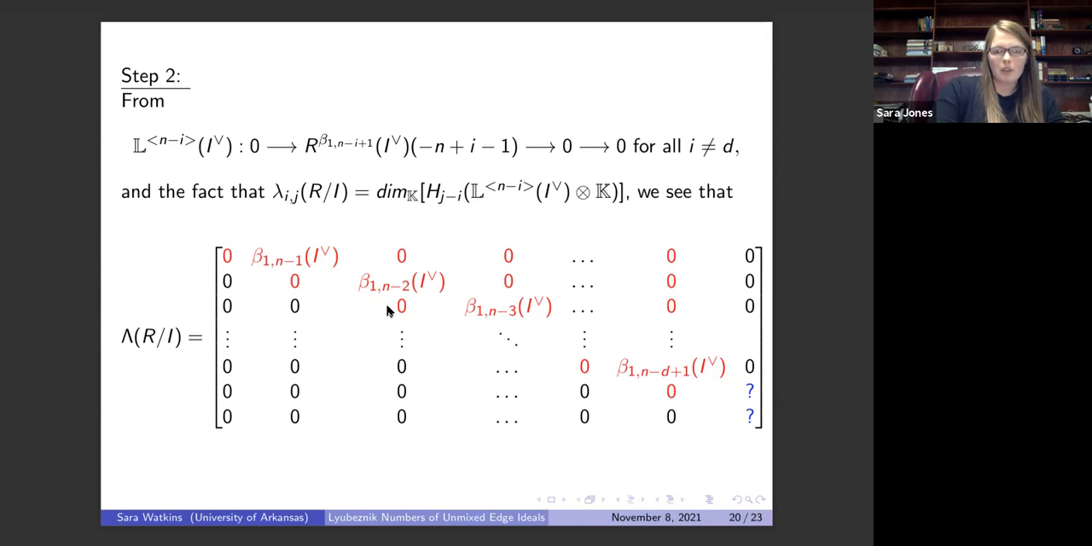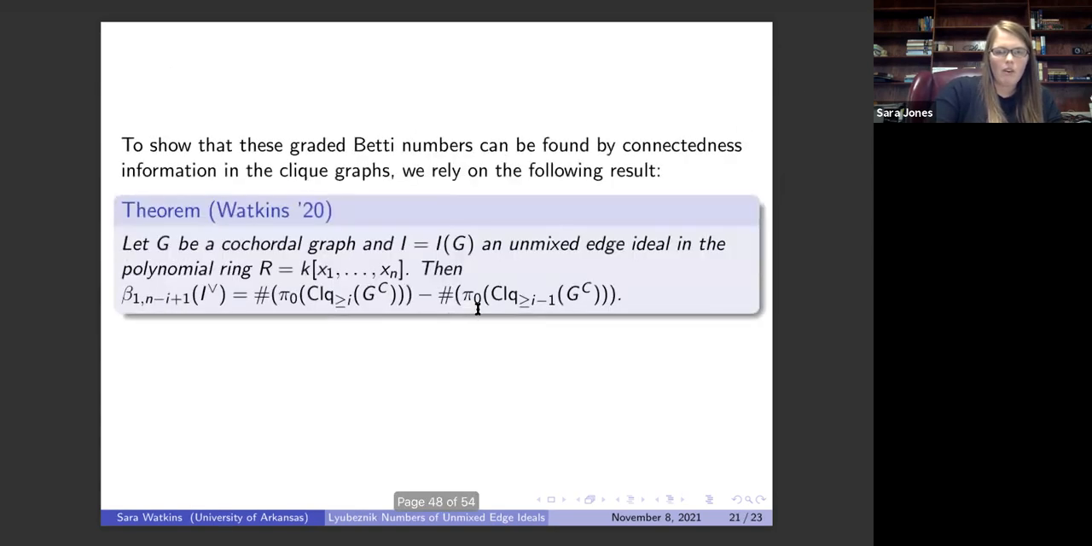We need to find a way of relating the first Betti numbers to the click graphs, and we need to get those last 2 entries down in the bottom corner. But other than that, we already have a good start on our Lyubeznik table. So let's see if we can get from the Betti number to the click graph using connectedness information. And this is how we can do that. This is where a big bulk of my theorem lies, in proving this theorem right here, which calculates the first Betti number for us, given the number of connected components in these 2 consecutive click graphs.